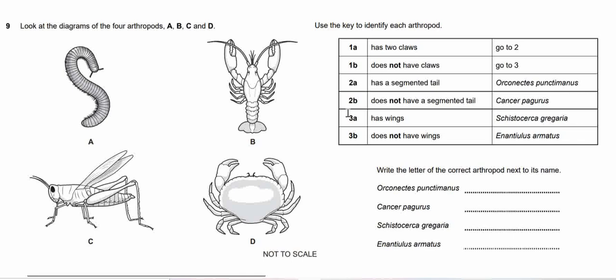So 2B does not have a segmented tail. 3A has wings. 3B does not have wings. So then we will be directed to which animal is which. Is it A, B, C, or D? So you're given 10 seconds, and if you don't finish in 10 seconds, I understand that you need more time. Please pause this video. Okay?